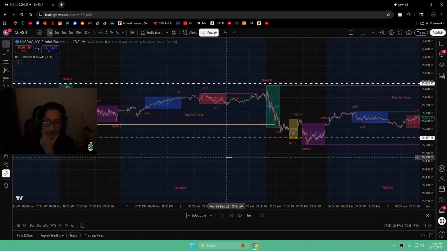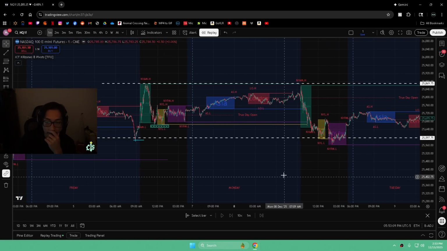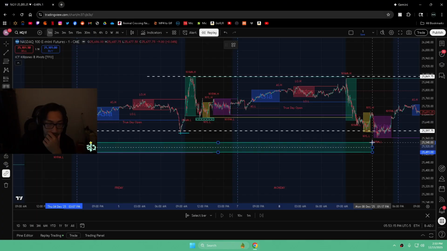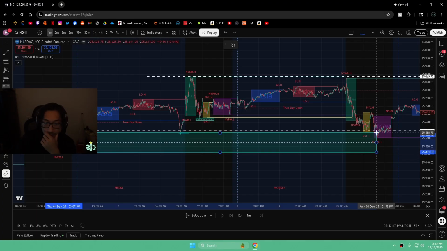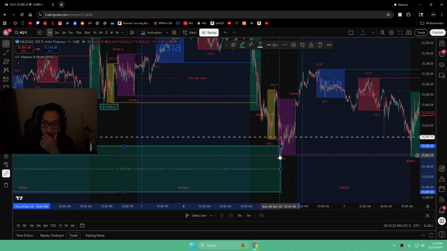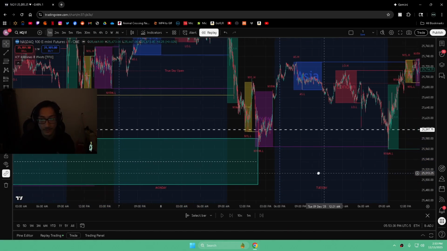Right? So let's take this for example. Right? It went lower because there's some type of imbalance here. Where's that imbalance? This liquidity. And also down here. This zone. What does it tap? The quarter, one quarter of this imbalance. Right.